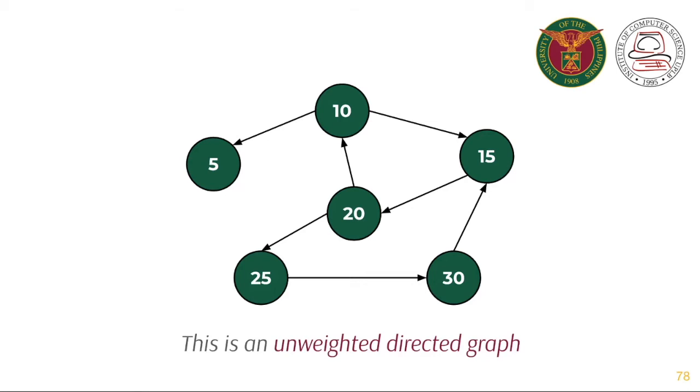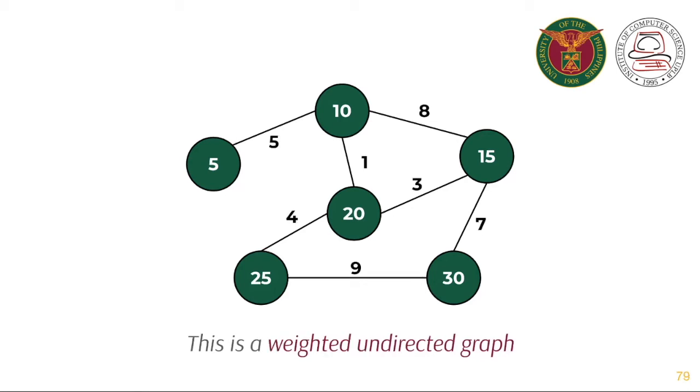This is an example of a weighted undirected graph. In this example, the cost of going from 10 to 20 is less when compared to going from 25 to 30. Finally, here's an example of a weighted directed graph in which the cost of going from one vertex to another is indicated as well as the direction.